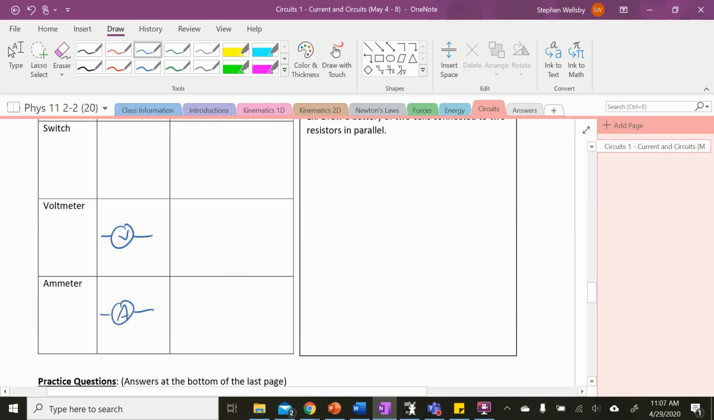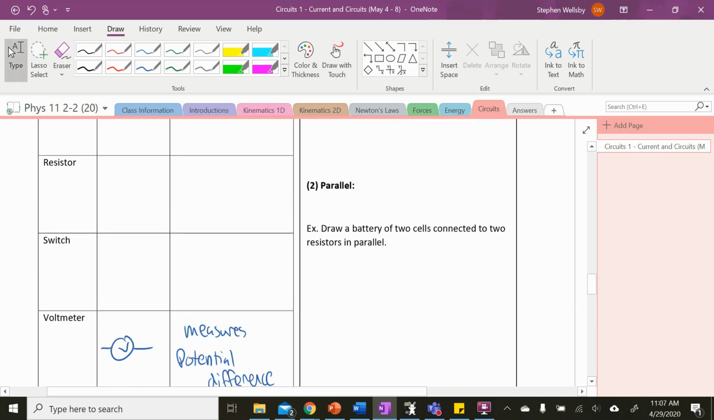So the voltmeter is a circle with a V in it, ammeter is a circle with an A. This measures voltage, or I'm going to be a bit more precise, I'm going to say measures potential difference, and this measures current.